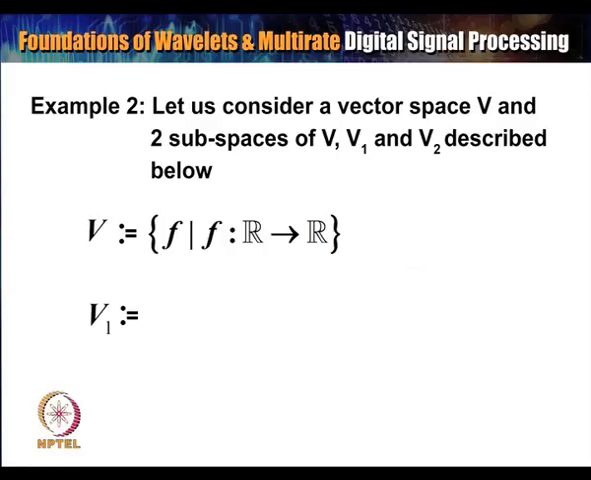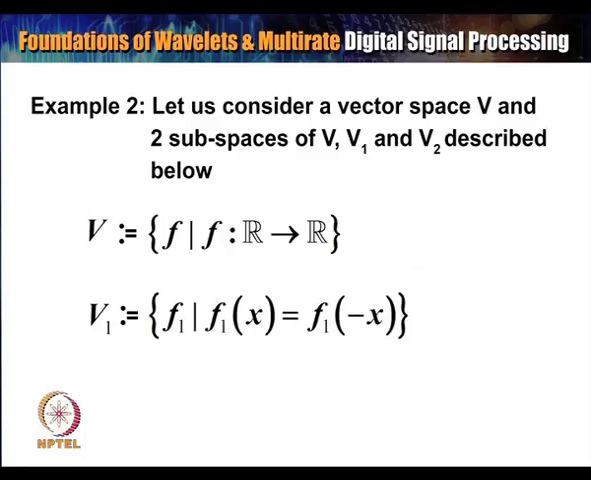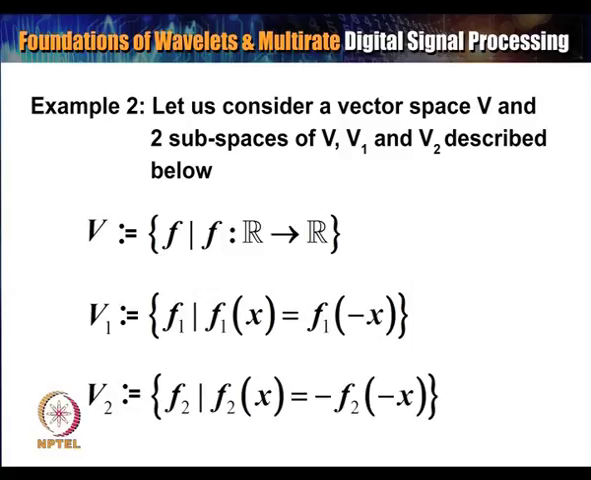One subspace is V1, which is the set of all the functions f1 such that f1(x) is equal to f1(minus x). So, this is the subspace of all the even functions. I am defining another subspace V2 of all the functions f2 such that f2(x) is equal to minus f2(minus x). So, this is the set of all the odd functions. Note here that in both these cases, I am talking about x in R.